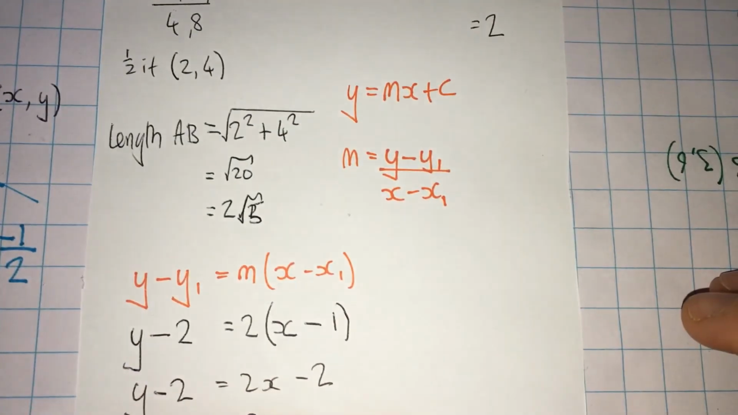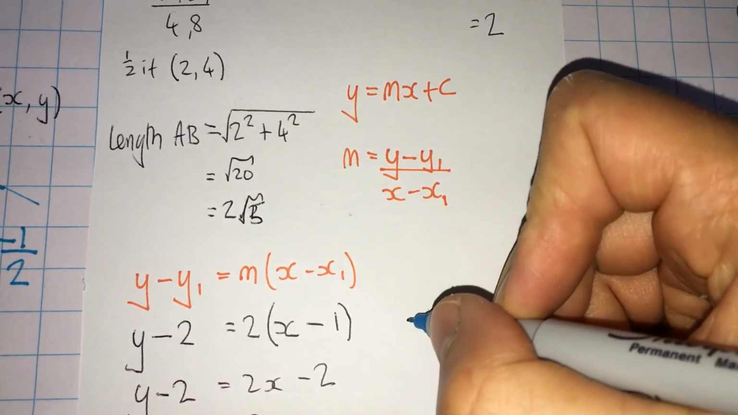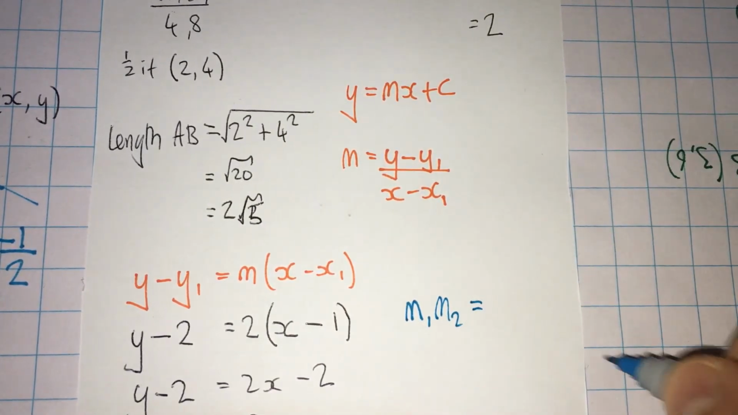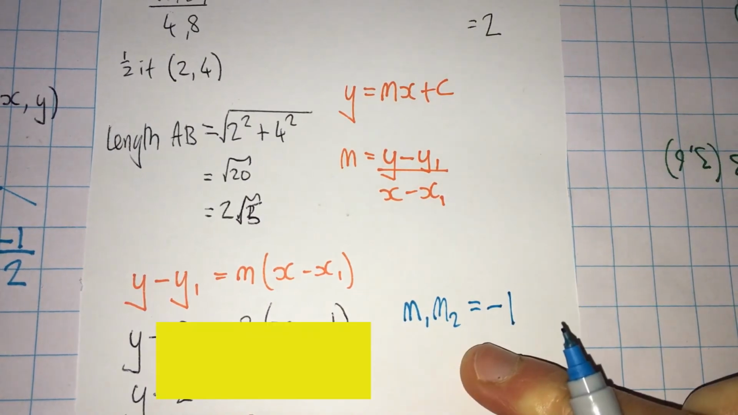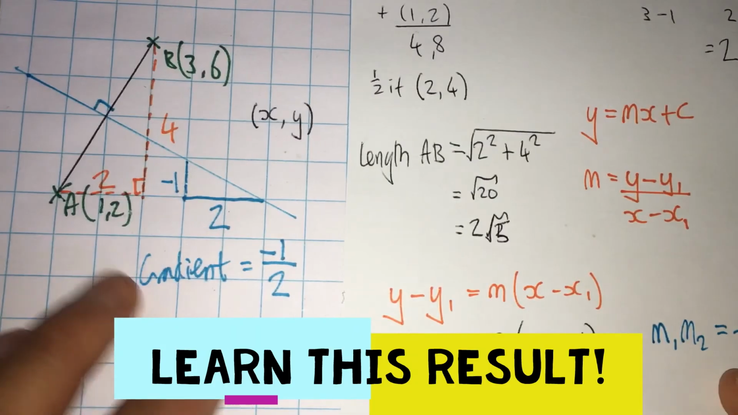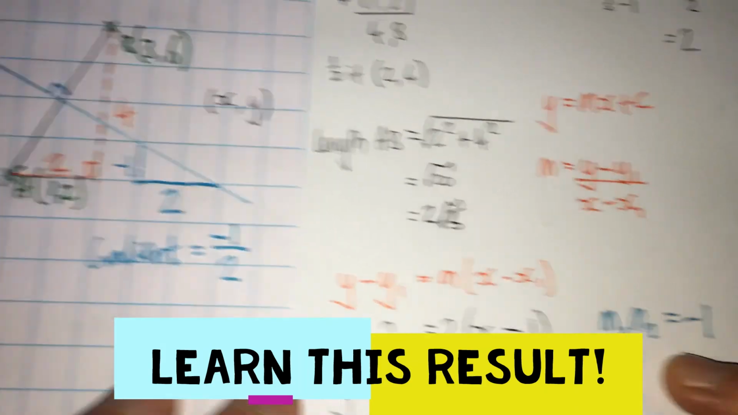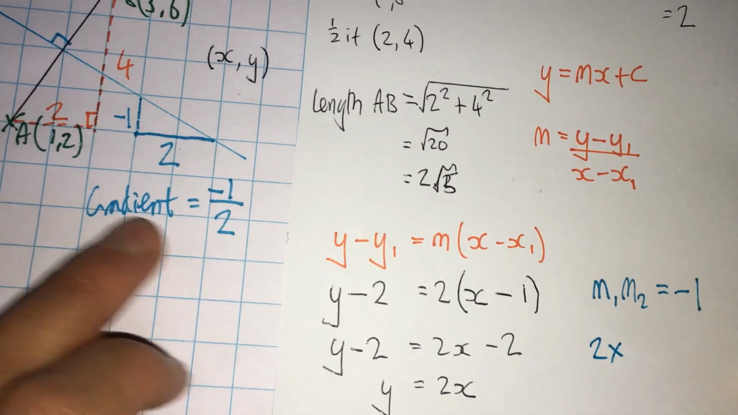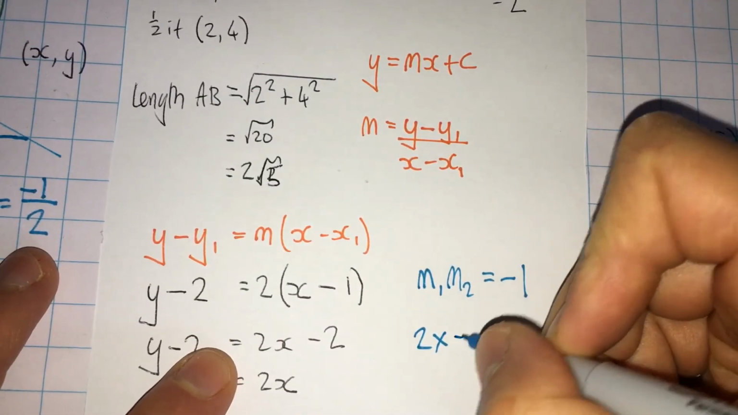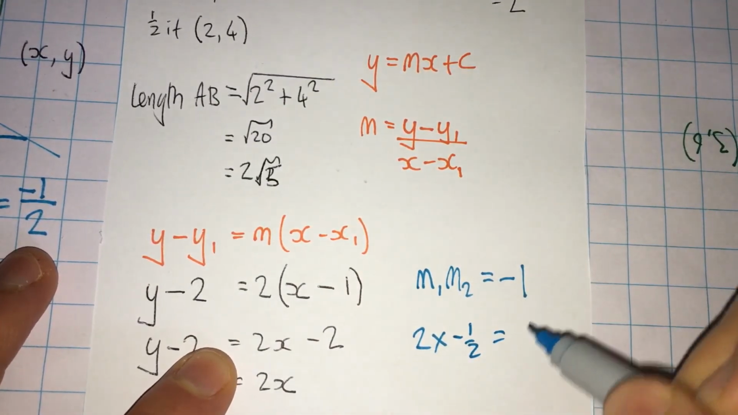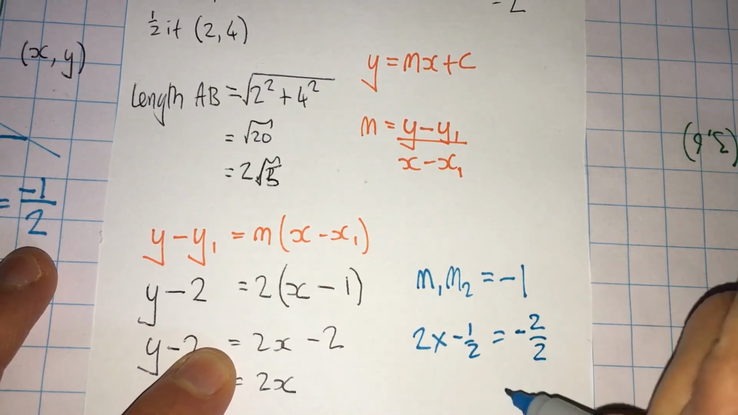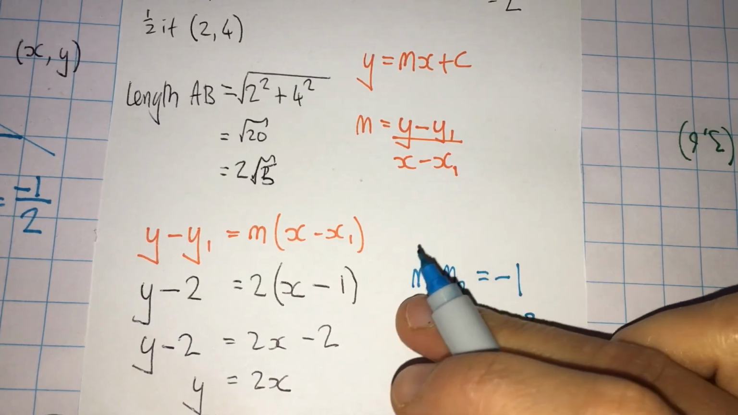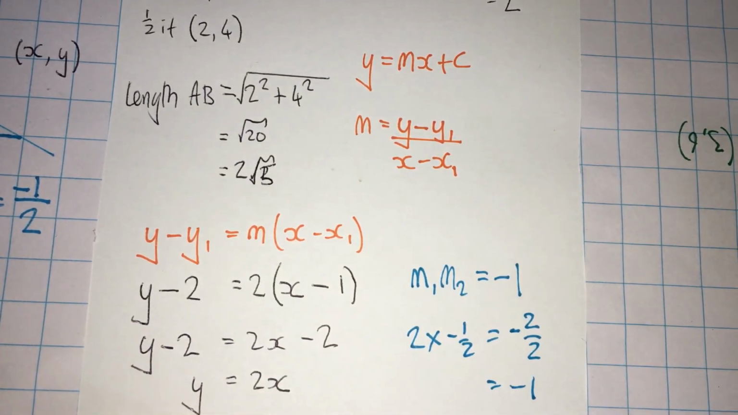There's a really interesting result here, that if you've got two lines that are perpendicular, the product of the two gradients equals -1. Let's check that with these two here. So this black line, AB, the gradient is 2. And the blue line, the gradient is -1/2. So the product of these two is -2 over 2, which is -1. And that's true for all lines where the gradients are perpendicular to each other.